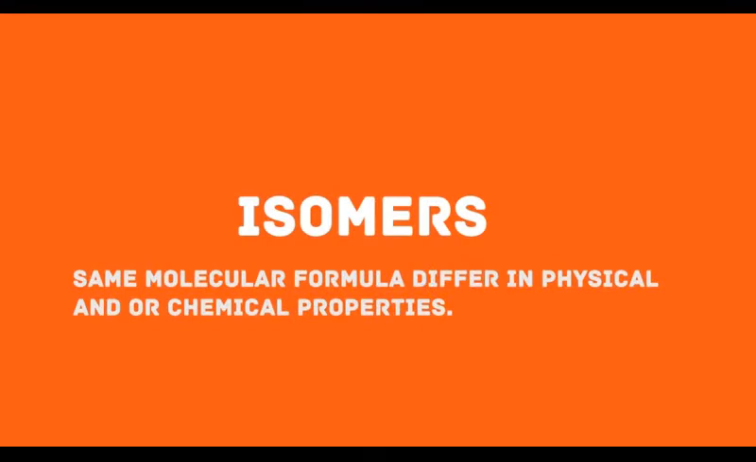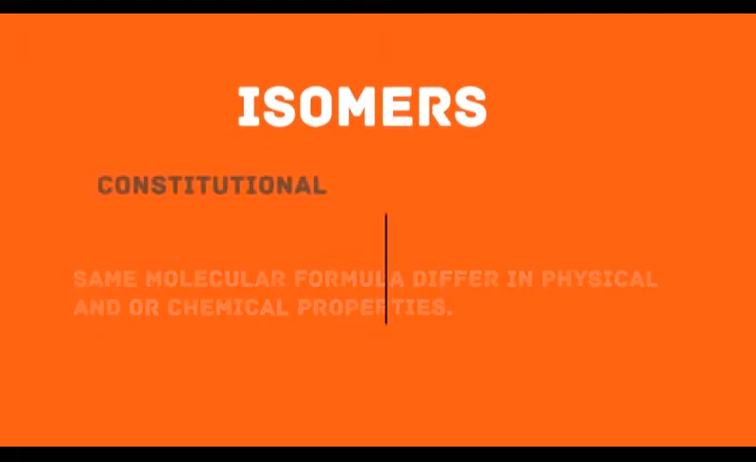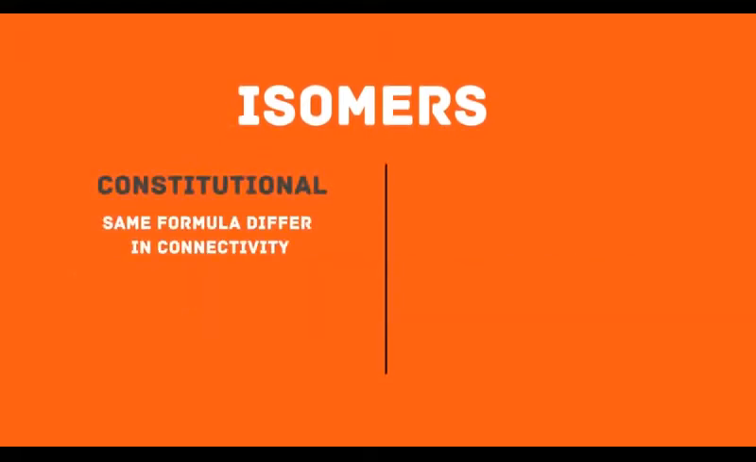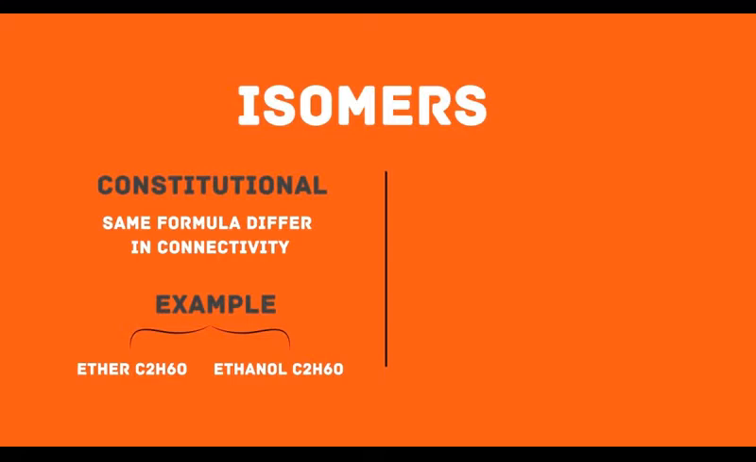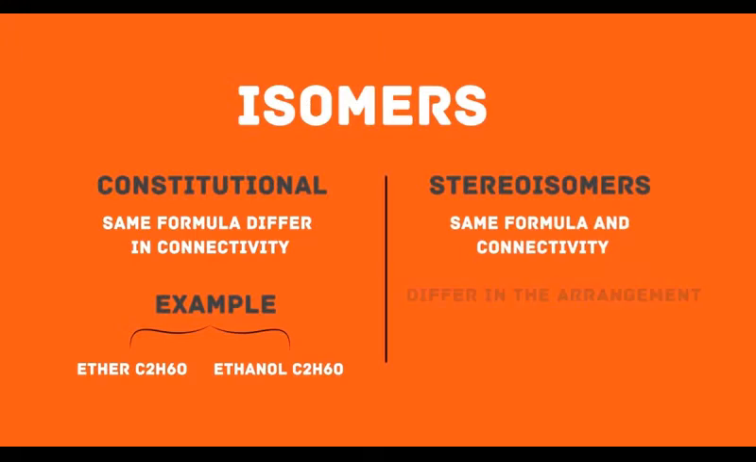Isomers. Isomers are compounds with the same molecular formula that differ in physical and/or chemical properties. Isomers are divided into: 1. Constitutional isomers. Isomers with the same formula that differ in connectivity of atoms, for example, ether and ethanol. 2. Stereoisomers. Isomers that have the same formula and connectivity but differ in the arrangement of their atoms.